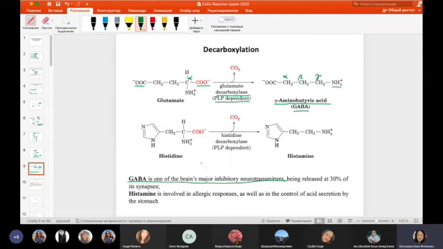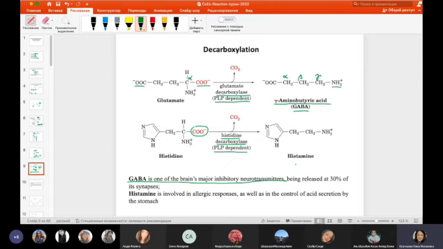The second reaction on this slide is decarboxylation again. The initial compound is histidine. Histidine is decarboxylated under the action of histidine decarboxylase. It is a PLP-dependent enzyme. The carboxyl group is eliminated in the form of CO2, forming another amine. It is called histamine.